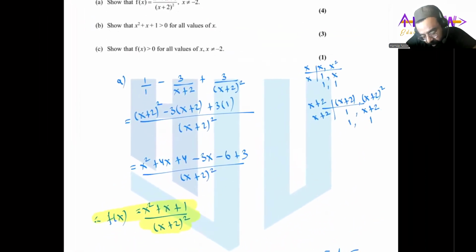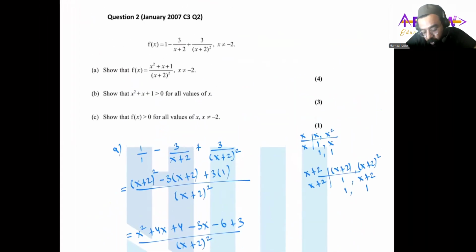Basically, 1 is a whole number over here, right? But if you want to write 1 as a fraction, you can simply say 1 divided by 1. जब 1 के नीचे कुछ भी नहीं है तो 1 के नीचे 1 तो आएगा ना. So in place of this 1, you will write 1 upon 1, and then the remaining two fractions like this. Now, the LCM would be (x plus 2) whole square.